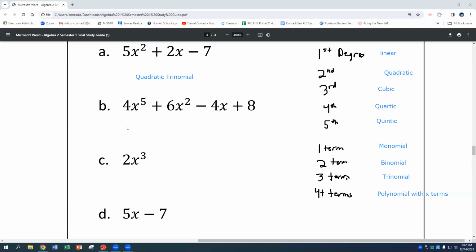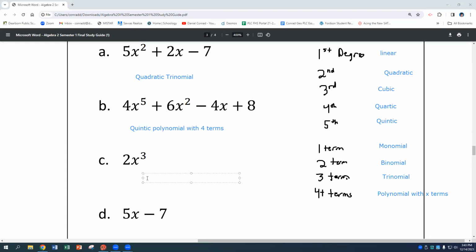Okay, the next one is a quintic polynomial with 4 terms. It's quintic because it's degree 5 and it's got 4 terms, 1, 2, 3, 4. So if it's 4 or more, we have to say quintic polynomial with 4 terms.